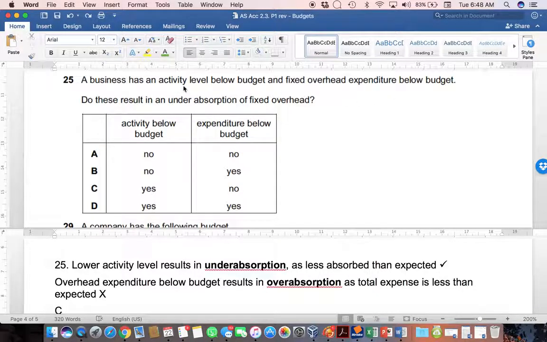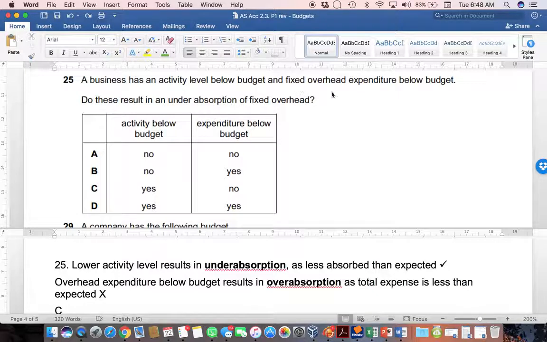Firstly, let's have a look at the activity level being below budget. In other words, we've made less than what we expected. Now, as soon as you make less than what you expected, you will generally have an under absorption because your total quantity of units you expected to be higher, and therefore your total absorption rate would be lower than what it actually needed to be. So this is a case where, yes, it will result in an under absorption.